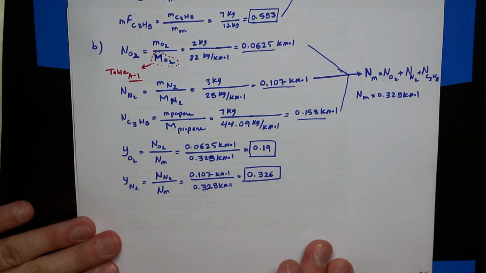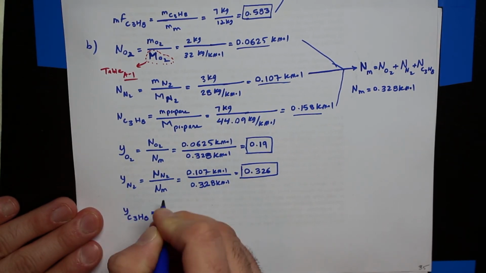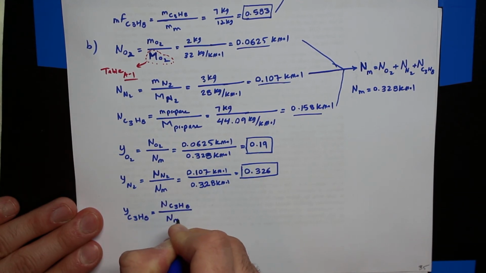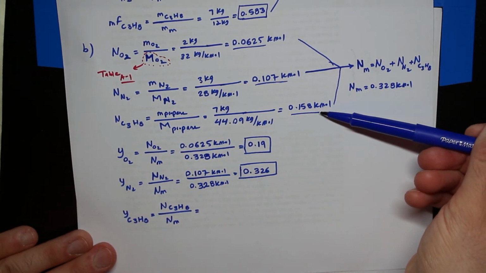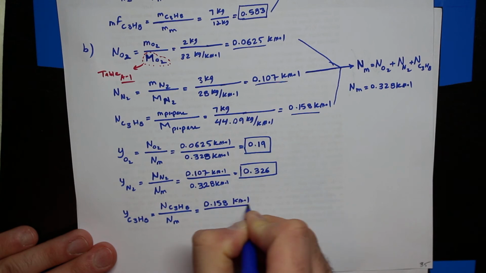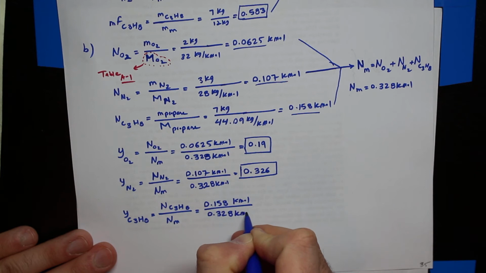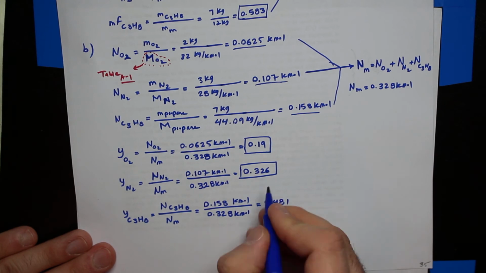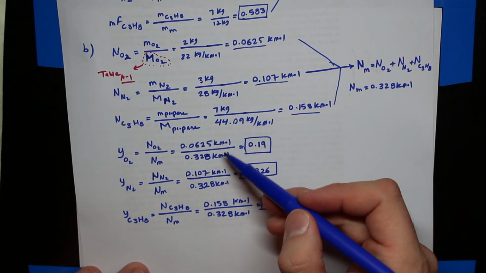And finally, the mole fraction of propane is equal to the number of moles in this component to the total number of moles within the system. So we have this much of moles for propane, which is 0.158 kilomole, and the total number of moles is this much, 0.328 kilomole, and that ratio will be 0.481. All of these three numbers are dimensionless because they are kilomole divided by kilomole.